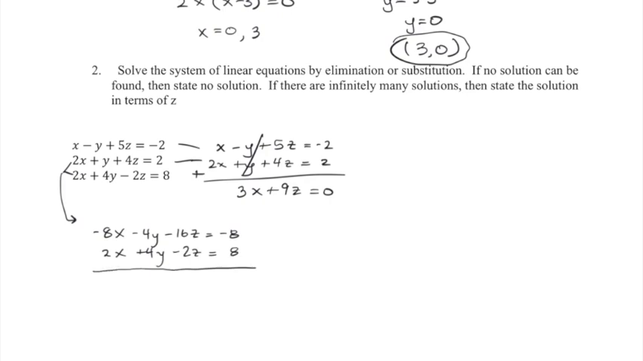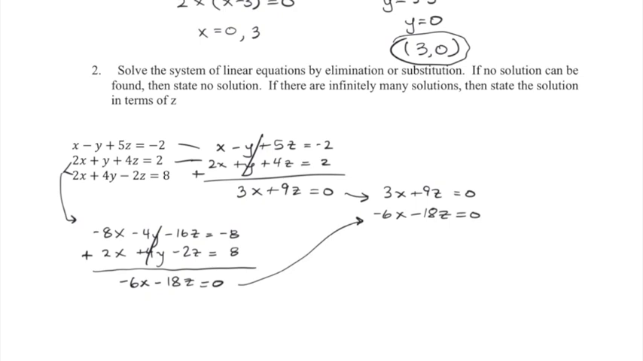So when I do elimination method there, the y is going to cancel. We get negative 6x minus 18z equals 0. Now for step 2, you are going to combine the results from step 1 and 2. So this is 3x plus 9z, and then negative 6x minus 18z.